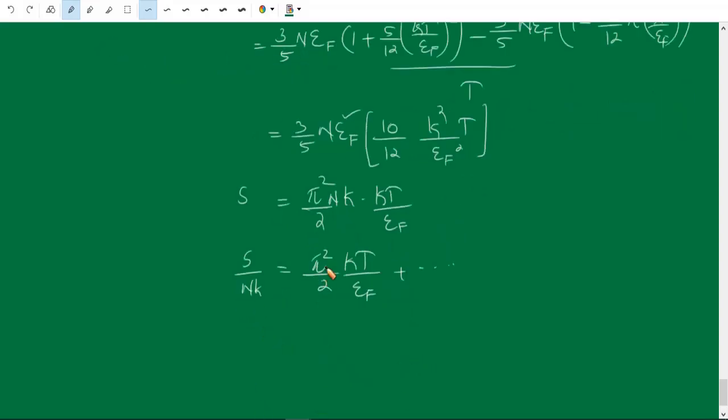So S by Nk is equal to pi square by 2 kT by EF, which is the entropy at a very low temperature, where the temperature is very much less than TF. So the entropy of the system is directly proportional to the temperature at low temperature. Okay, so when T is equal to 0 Kelvin, S is equal to 0. Okay, so we have derived all the thermodynamics of the ideal Fermi gas. So that's for today.